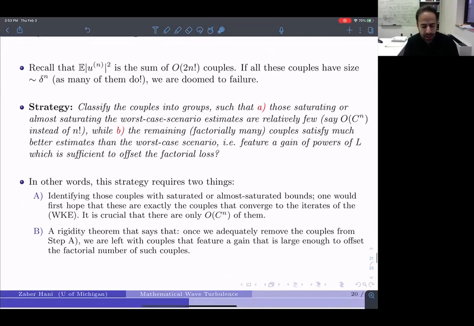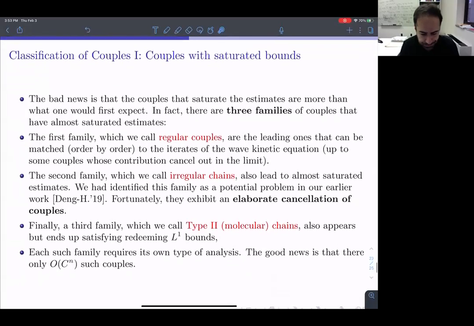So in other words, this requires us to do two things. The first thing is to identify those couples that have saturated or almost saturated bounds, the biggest couples. And we need to show that there are only exponentially many of them. And the second step is a sort of a rigidity theorem that tells you that once you adequately remove those couples that saturate the bounds from your pool, you are left with couples that feature a gain that is large enough to offset the factorial number of couples.